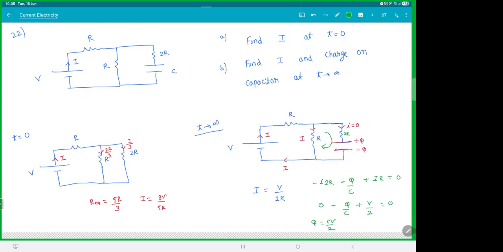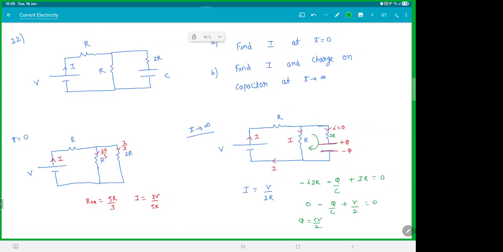Understood how to find the charges? Keep the capacitor, let the charge be Q. Current in that branch is 0. Find the current in the other branches, then apply just one loop law passing through the capacitor. You'll get your charge. All clear with this logic?